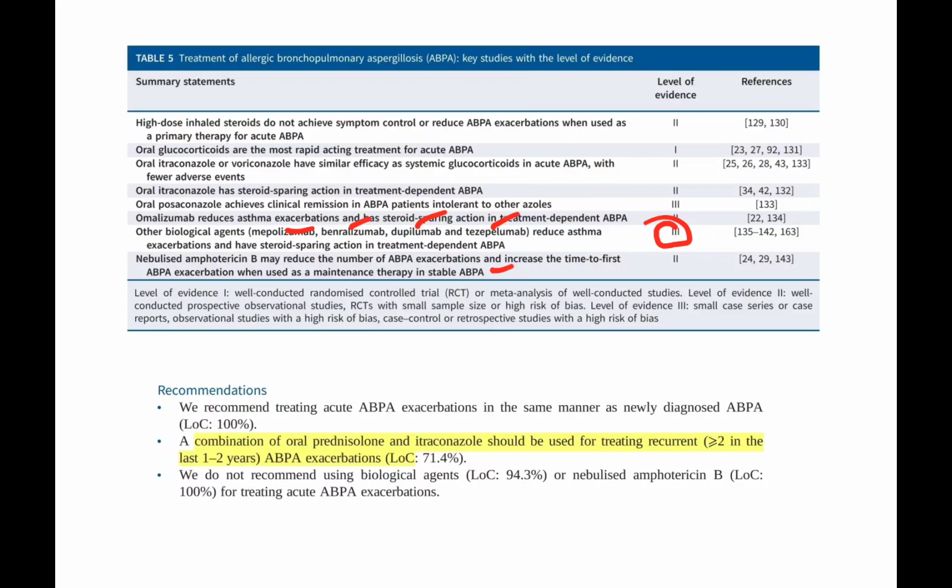And acute exacerbation should be treated as newly diagnosed ABPA, and a combination of oral prednisolone and itraconazole should be used for treating recurrent ABPA, that is patients with recurrent exacerbation. And biological agents or nebulized amphotericin are not used in acute exacerbation, they are only used in stable patients.